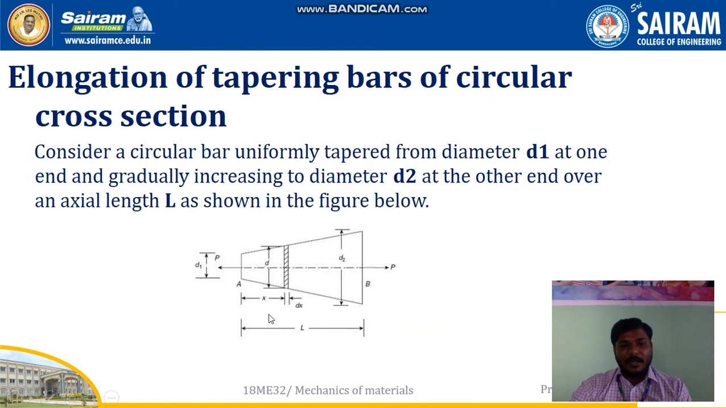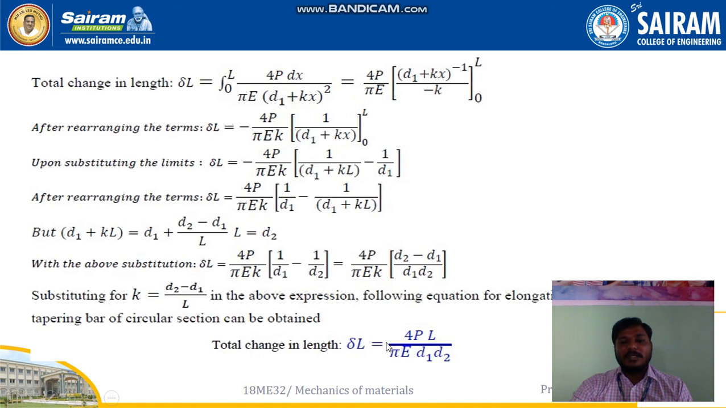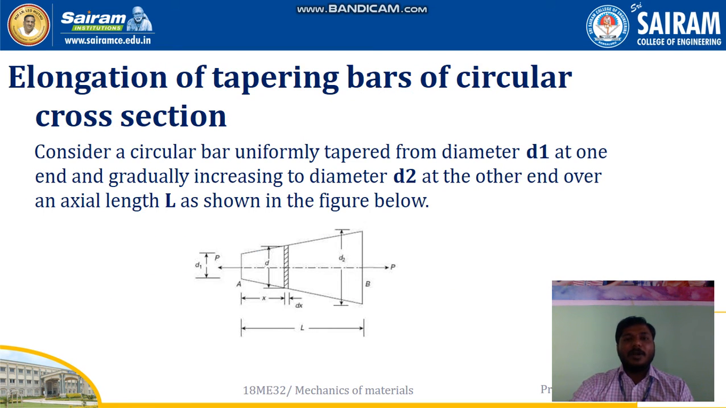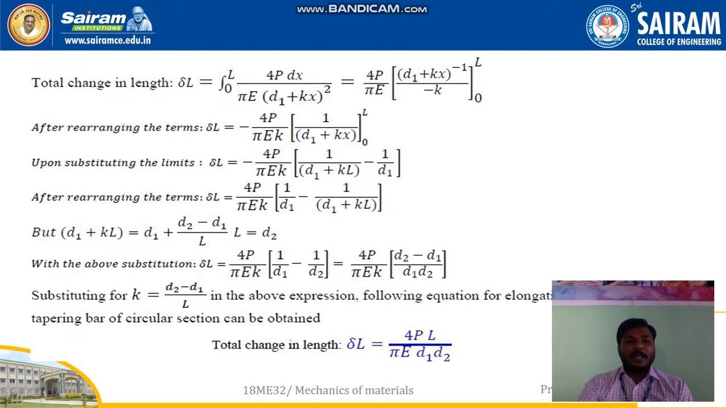So now we can see this in this particular diagram, where x is the total length, and you can see that whenever the load is applied, by using this equation we can identify the total change in length in tapered bars of circular cross section. Mainly this type of equation is used to find the change in length, that is finding the strain. So this is how we got the equation. By using this equation we can identify the change in length in that particular tapered bar.